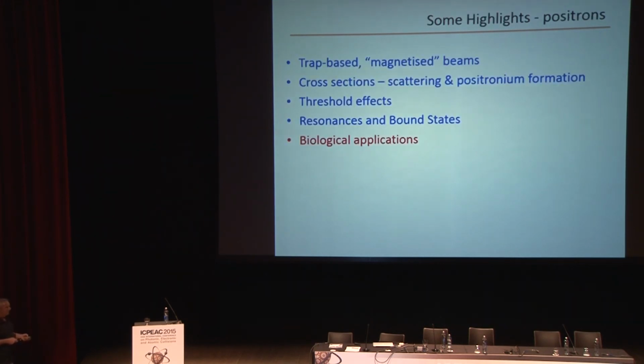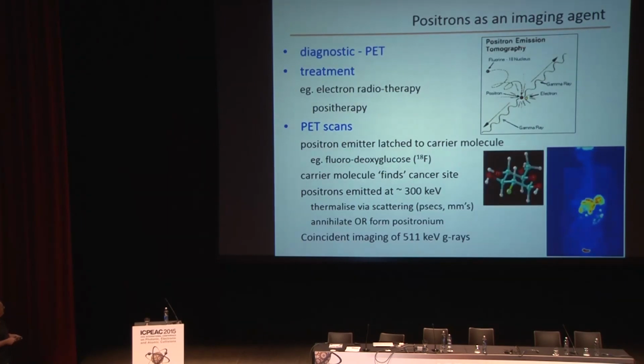Finally, I'd like to finish up in the last 4 or 5 minutes with biological applications of positrons. So positrons as an imaging agent. Many of you may be aware of the use of positrons as an imaging diagnostic in positron emission tomography. There are also increasing uses of positrons as electrons are used in radiotherapy. There are new positherapy techniques being developed.